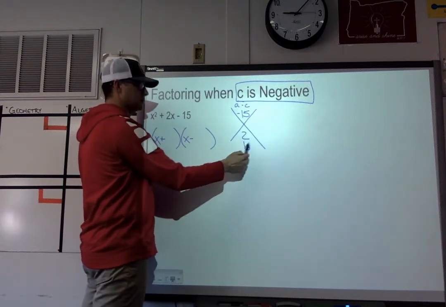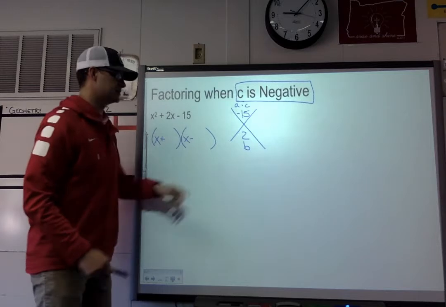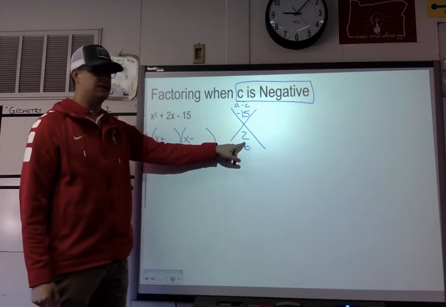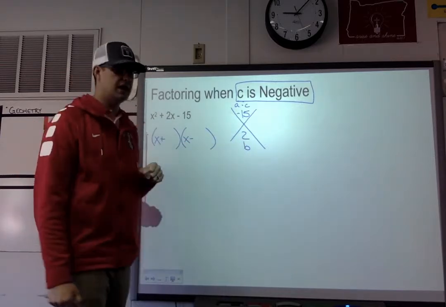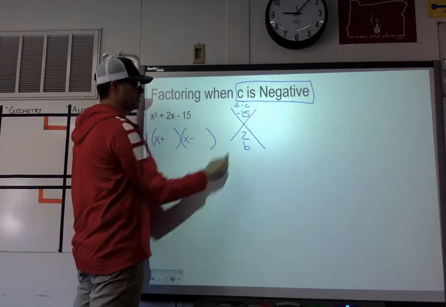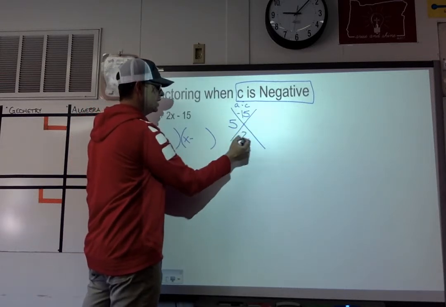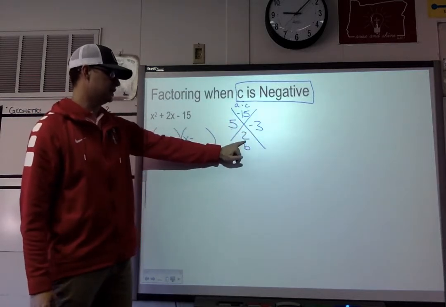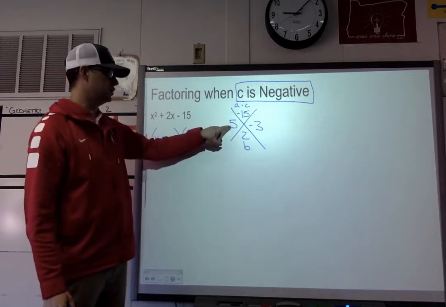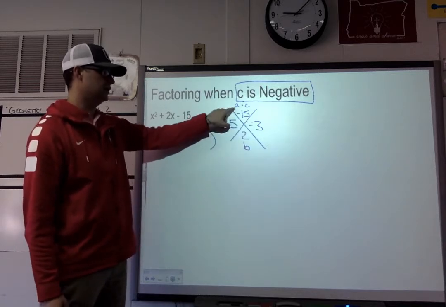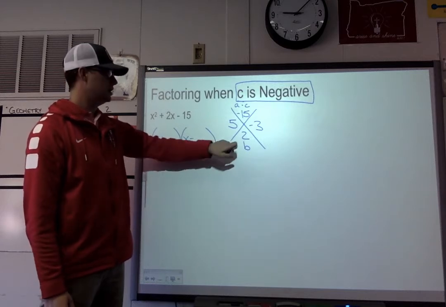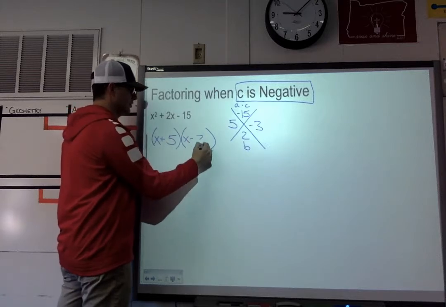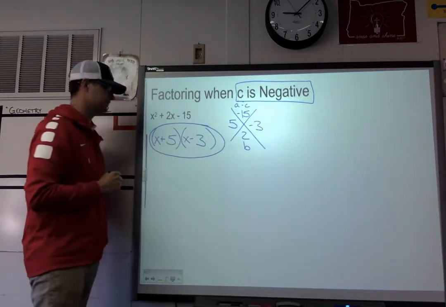The way to tell is by looking at this b value. If it's positive, then the larger number is going to be positive. If this b value is negative, then the larger number will be negative. So since we're using 5 and 3, we're going to use a positive 5 and a negative 3, because 5 plus negative 3 would give us positive 2. If we used negative 5 and positive 3, it would still multiply to negative 15, but that would add to negative 2. So here we're going to have x plus 5 and x minus 3.